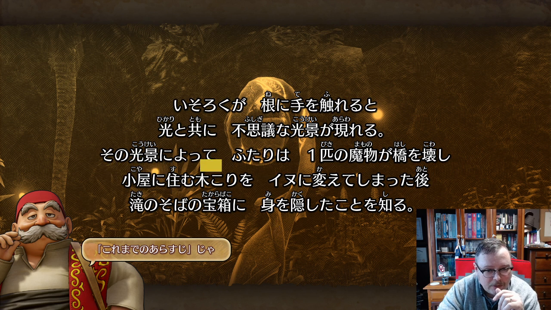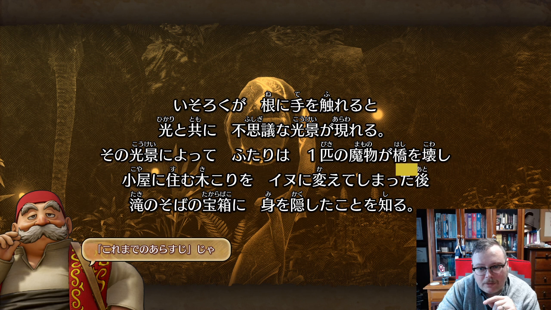So sono koukei ni yotte futari wa, through this scene, the two came to know that ippiki no mamono ga hashi o kowashi. So one monster. Monsters are counted with the animal counter, so that's hiki. And in this case, because it's one, it gets changed to piki. So ippiki no mamono ga, another subject marker, hashi o kowashi.